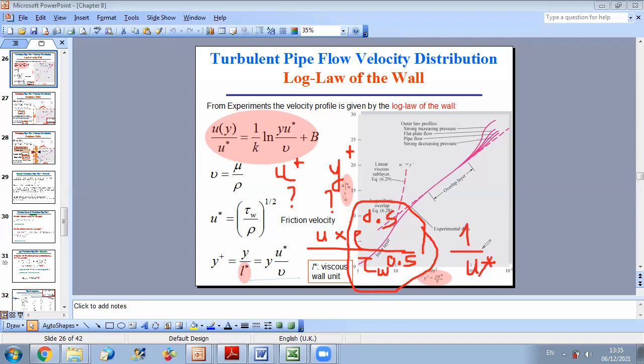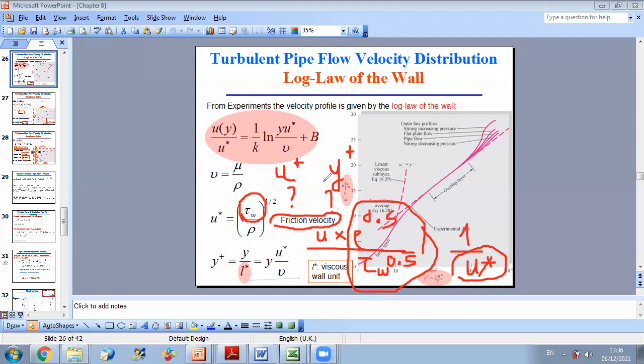If you remember, in the previous chapter, we said that in order to come up with dimensionless numbers or dimensionless equations, we should define scaling parameters. So here the scaling parameter for velocity, you can define it from the pi group here. u star is tau over rho, to the power half. This is called the friction velocity. It has the unit of a velocity, and it is related to the shear stress at the wall.